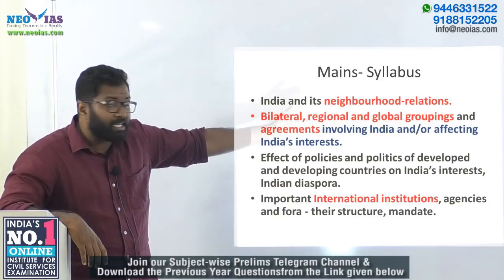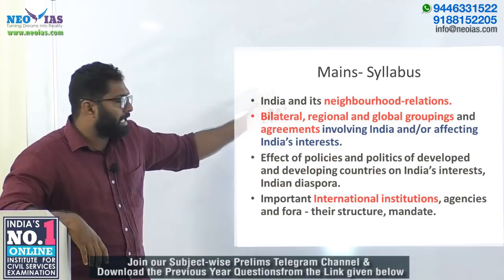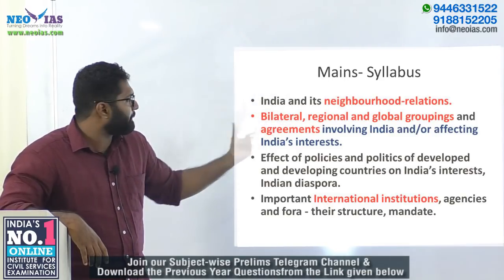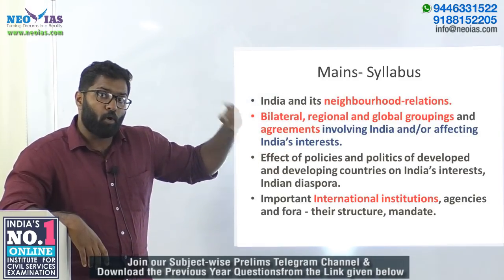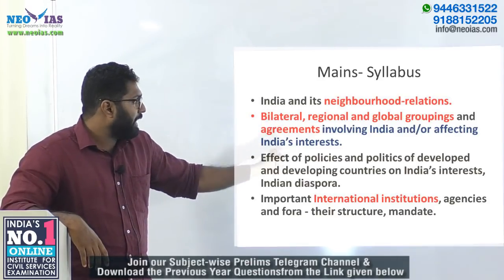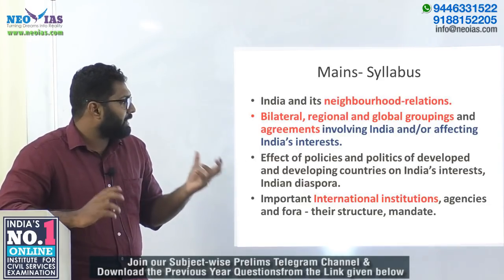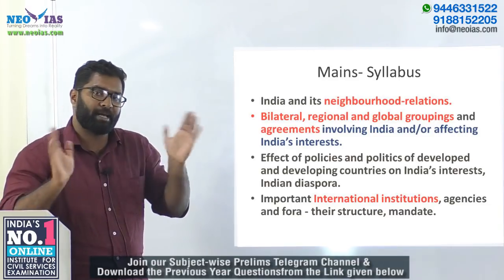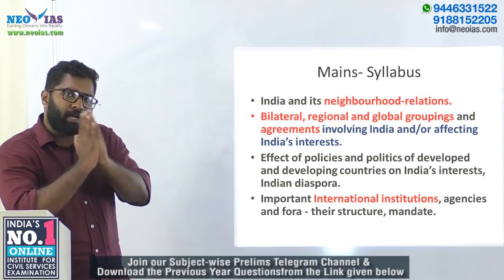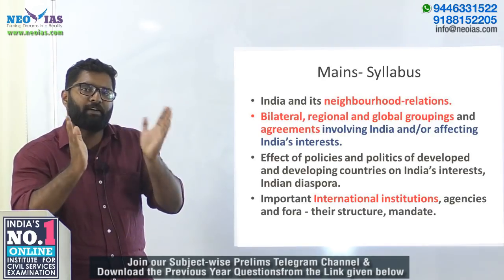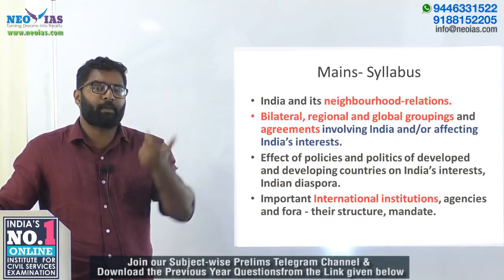As you can see, there are many keywords, highlighted words in the main syllabus. It is actually divided into 4 sub-modules. Against each module, you can see some keywords, right? Neighborhood relations, bilateral, regional and global groupings and agreements involving India and or affecting India's interests, then effect of policies and politics of developed and developing countries on India's interests, Indian diaspora, important international institutions, agencies and fora, their structure, mandates, etc. Okay, so this is all about the main syllabus, and what we have done is categorized the prelims topics into 7 categories based on these keywords. So let us see what are those key areas.